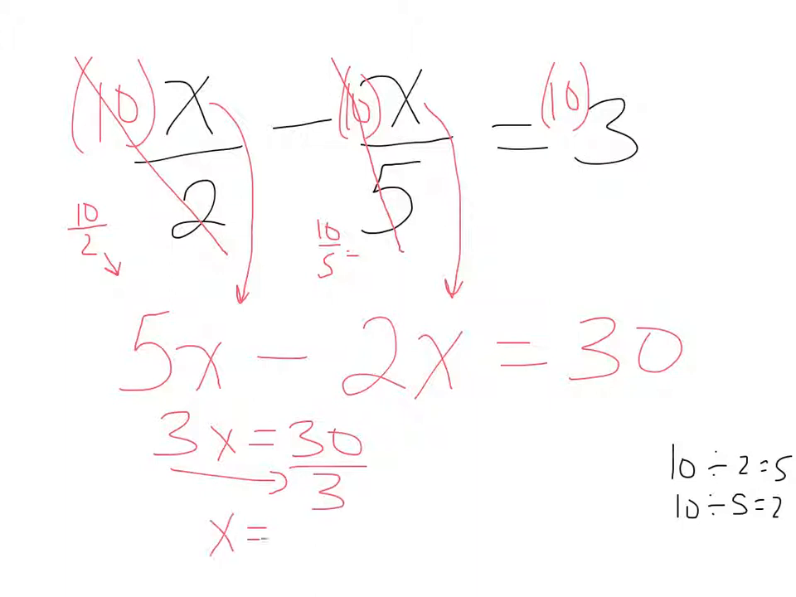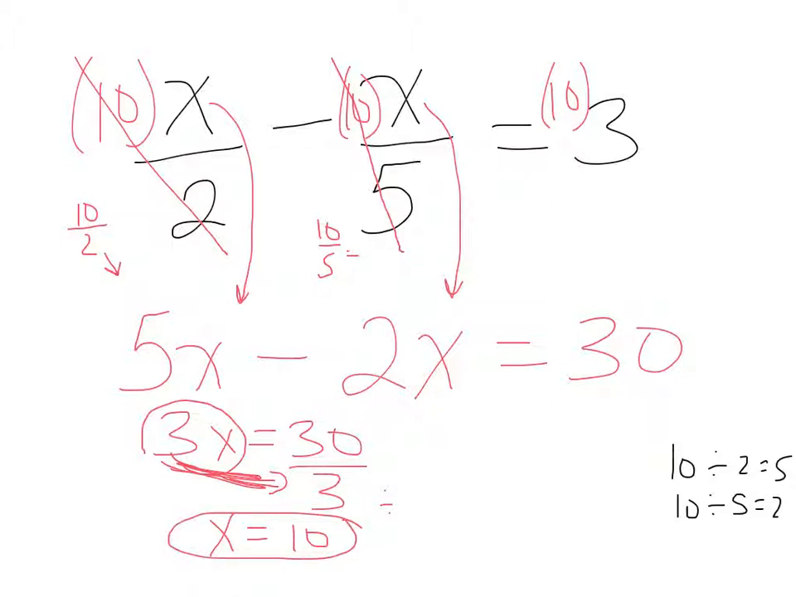So x finally equals 10, right? Because 3x equals 30. You bring that 3 under, because it was multiplication up here. So when it comes down, it becomes division. So 30 divided by 3 is 10. So that's your final answer.